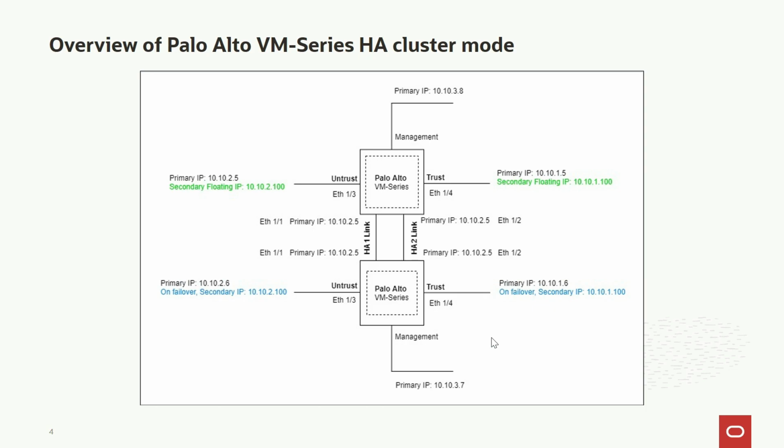And same goes with the trust interfaces. Plus we have management interfaces that comes by default when we provision the firewall. We have two HA links. The first one is for control link and the second for data link. You can also use management interface for control link, but for demo purpose, I have created separate HA links.